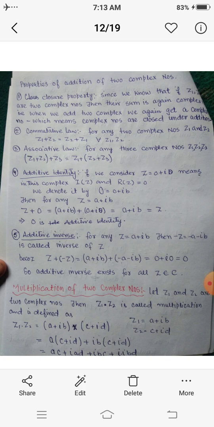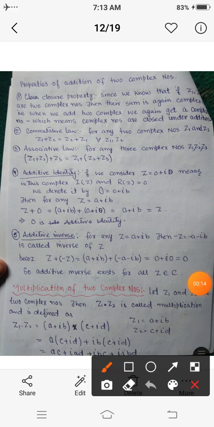In the previous lecture we discussed the addition and properties of addition of two complex numbers. Today we are going to discuss the multiplication of two complex numbers. Let z1 and z2 be two complex numbers. Then z1 dot z2, that is z1 into z2, is called the multiplication of these two numbers and is defined as z1 into z2.